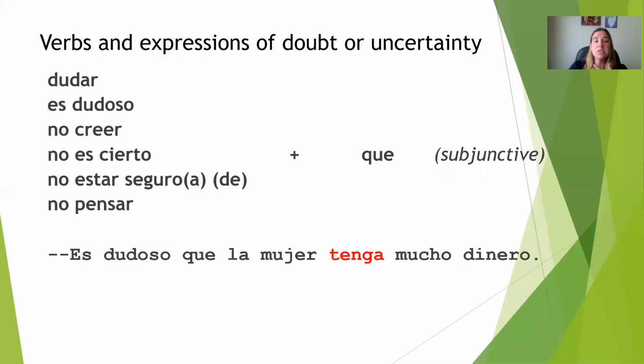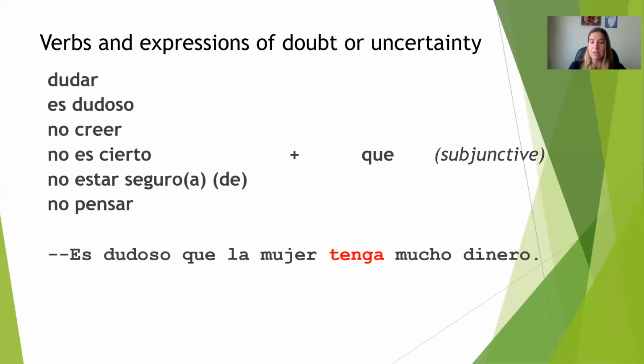So anyway, some expressions of uncertainty or doubt. Dudar, which means to doubt. Es dudoso, it's doubtful. No creer, not to believe. No es cierto, it's not true. No estar seguro or segura de, it's not to be sure of. And no pensar, not think. And then followed by que.